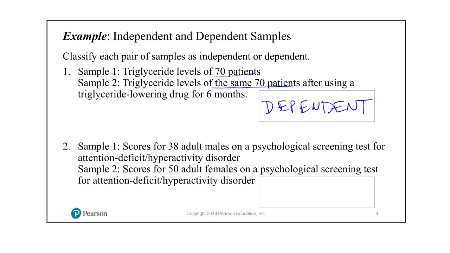Now look at the other example. Sample 1 is scores for 38 adult males on a psychological screening test for attention deficit hyperactivity disorder. Sample 2 is scores for 50 adult females on a psychological screening test for attention deficit hyperactivity disorder. There's no link between the 38 adult males and the 50 adult females. Yes, they're being tested for the same type of thing, but there's no link between these actual members. There's no pairing of a member from sample 1 and a member from sample 2. So this is independent. Basically, we're going to have to be able to identify dependent versus independent samples, and that will affect how we carry out certain aspects of the hypothesis testing.